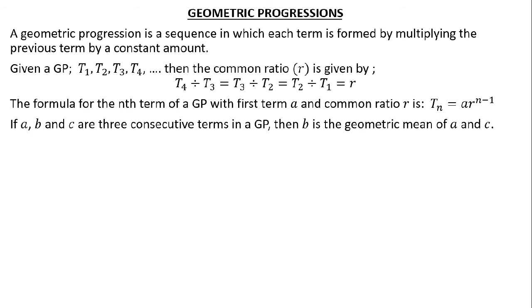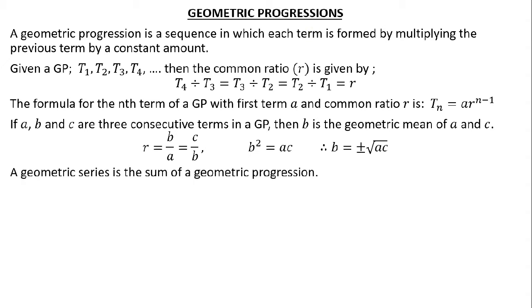If A, B and C are three consecutive terms in a GP, then B is the geometric mean of A and C. R equal to B over A equal to C over B, cross multiply, B squared is equal to AC, therefore B equal to plus or minus the square root of AC.